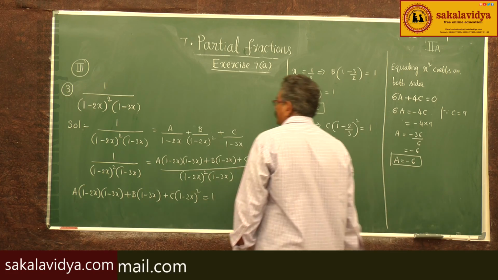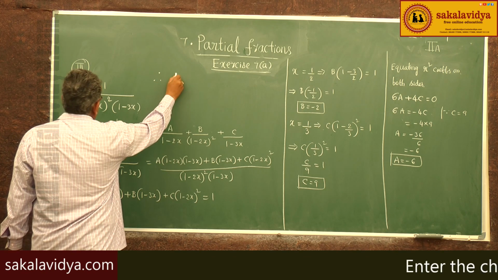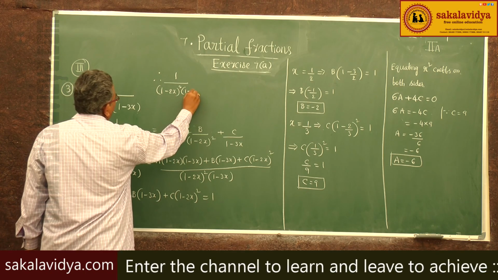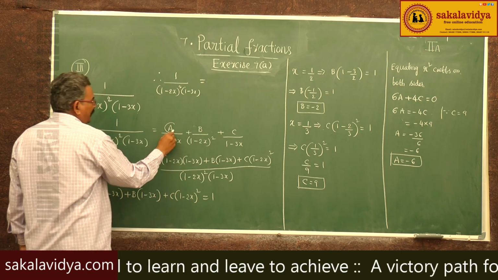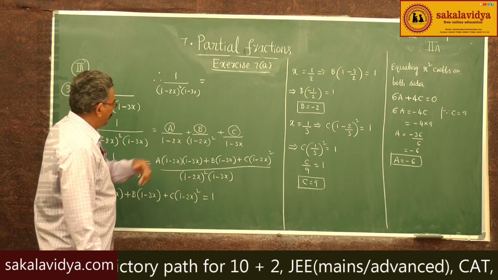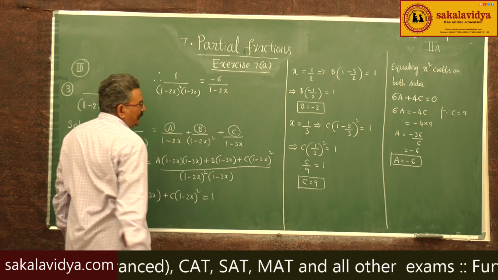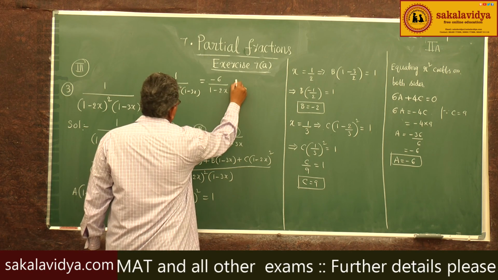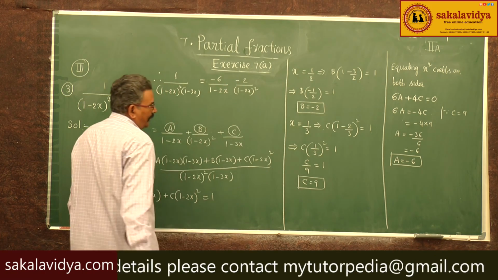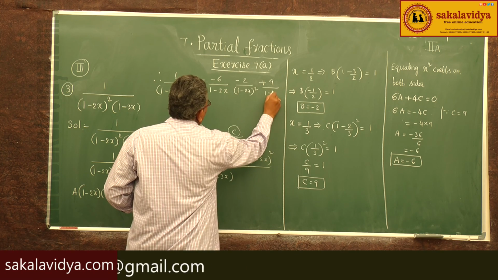So, now the partial fractions. Therefore, now 1 by (1 minus 2x) whole square into (1 minus 3x) is equal to a value, b value, c value. These three values are to be substituted. A is minus 6. So, minus 6 by (1 minus 2x). B is minus 2 by (1 minus 2x) whole square, and c is 9. So, plus 9 by (1 minus 3x).